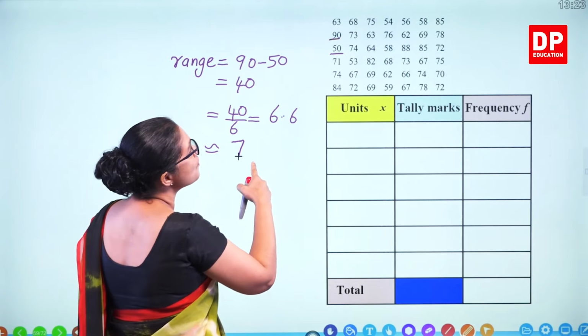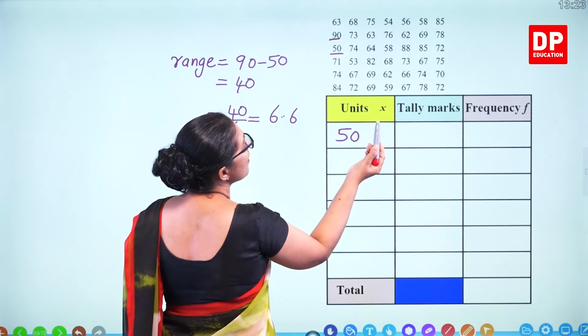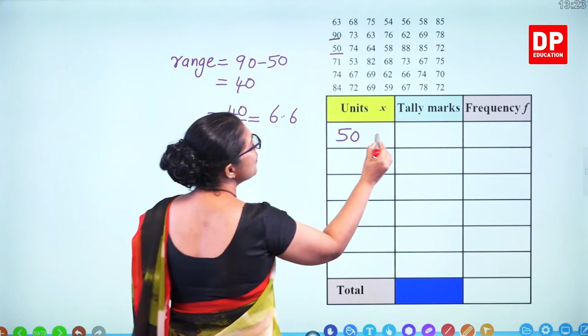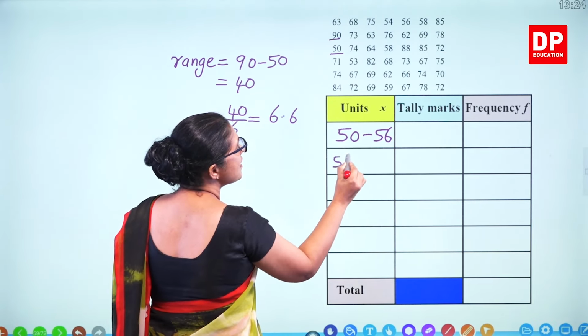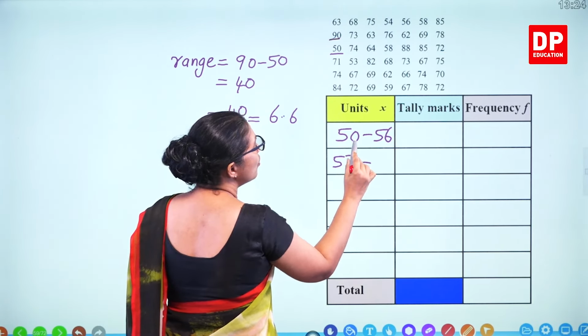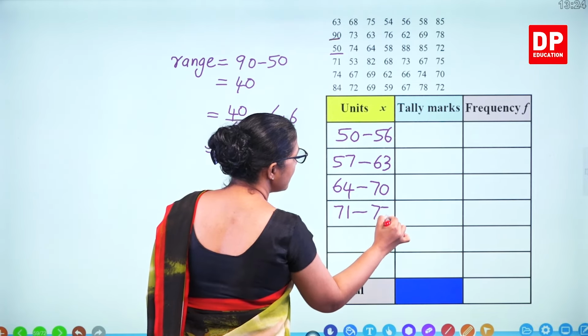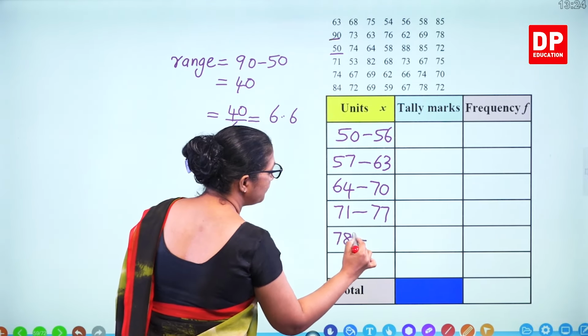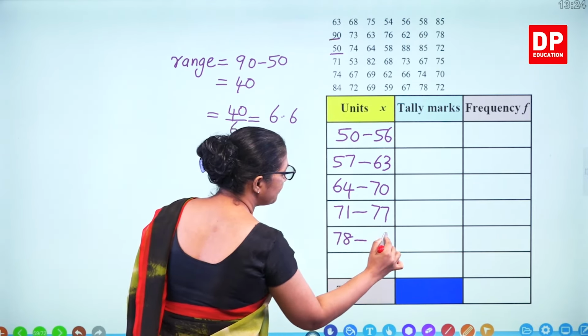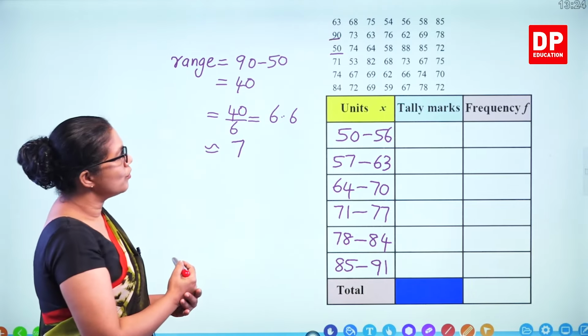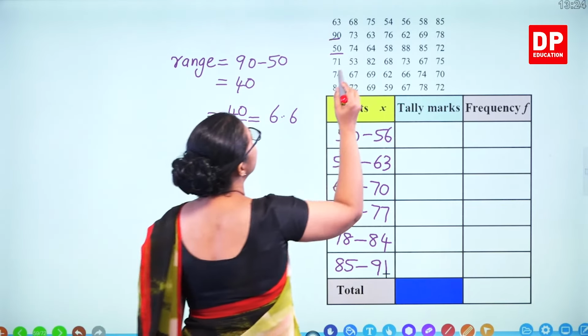So lowest value is 50, and we can take roughly 50 to 56, then 57 to, so add 6 to that, 63, 64 to 70, 71 to 77, 78 to 84, then 85 to 91. So now we mark the tally table.